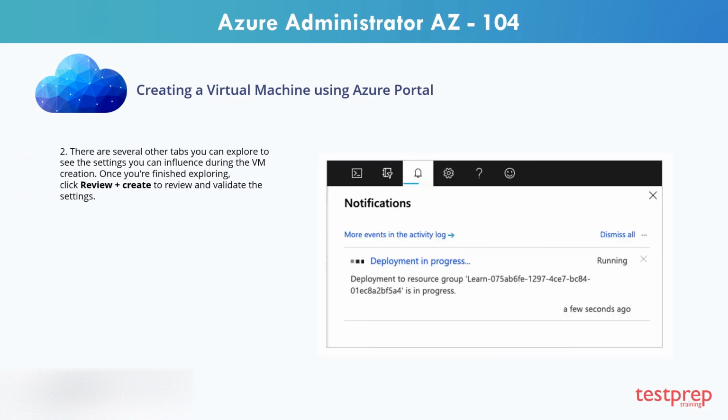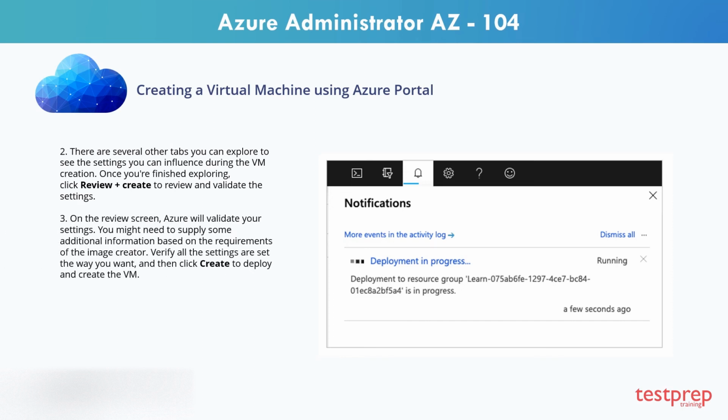2. There are several other tabs you can explore to see the settings you can influence during the VM creation. Once you're finished exploring, click Review plus Create to review and validate the settings. 3. On the review screen, Azure will validate your settings. You might need to supply some additional information based on the requirements of the image creator. Verify all the settings are set the way you want, and then click Create to deploy and create the VM.